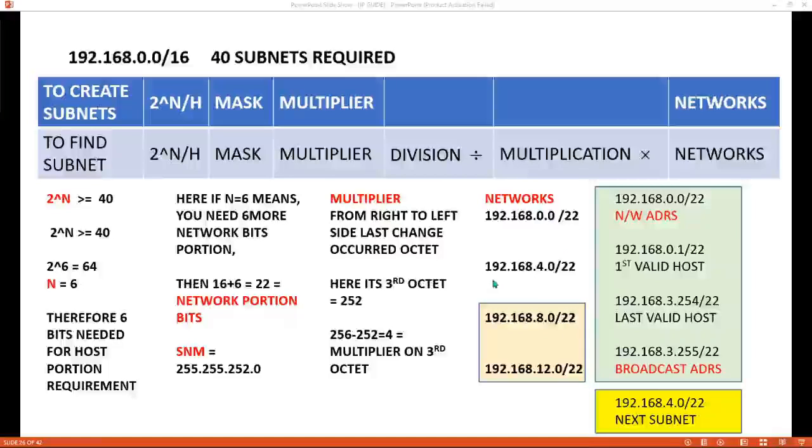192.168.0.0/22, then 192.168.4.0/22, then again 192.168.8.0/22, then 192.168.12.0/22. Likewise, you can go, okay?